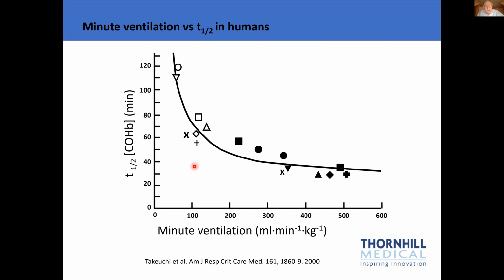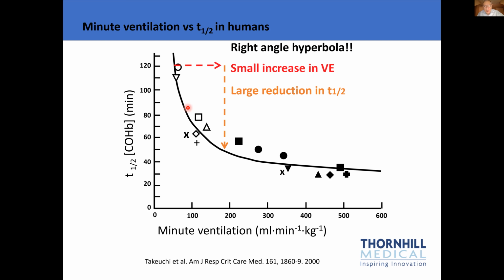This is an interesting experiment we did. This is humans. Here you have half time of elimination of carboxyhemoglobin, and these symbols are various humans. And this is minute ventilation here. So the interesting thing is that as minute ventilation increases, you have a right angle hyperbola as your kinetic model, which is interesting because a small increase in minute ventilation gives you a large reduction in the half time of elimination. So you don't have to do much.